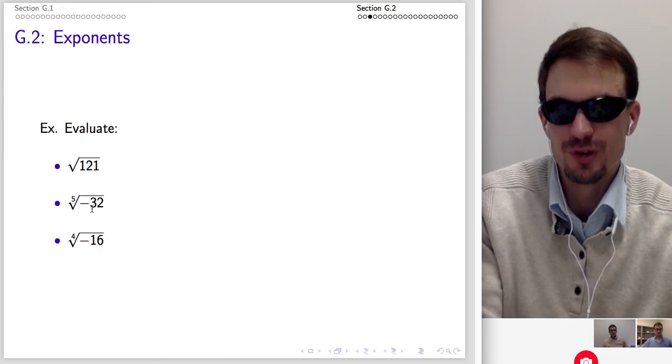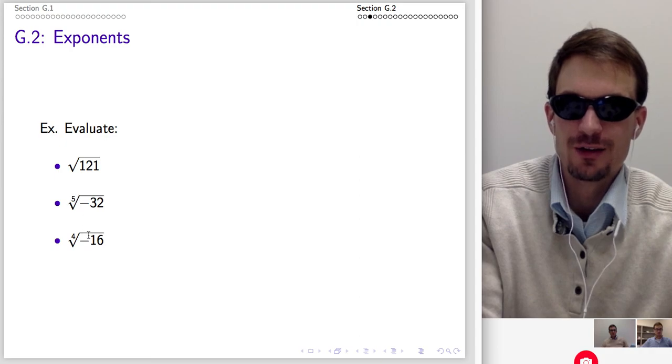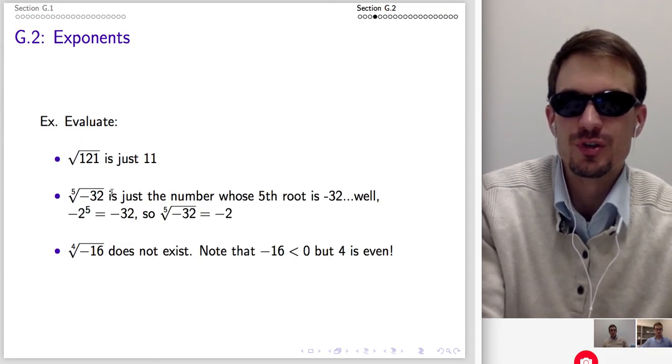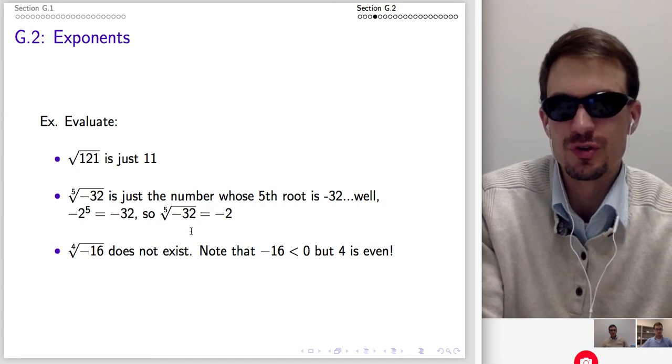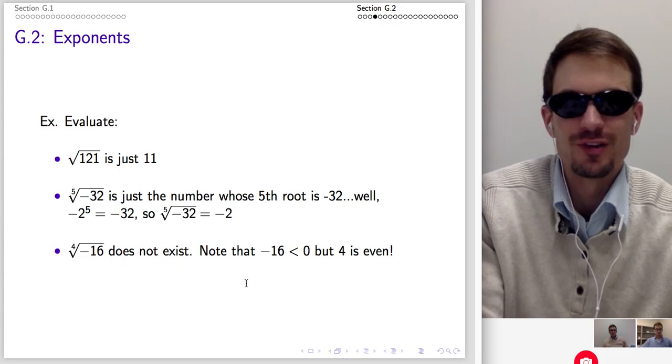Okay, well this one you should know. What are we looking for? We recognize a negative and we see an odd. Negative, we see an even. So this one's got to be undefined. This one's going to work, and this one's 11. Here we just need the number whose fifth root is negative 32. So minus 2 to the fifth is minus 32, so the answer is minus 2. There's no number for which the fourth root is minus 16.